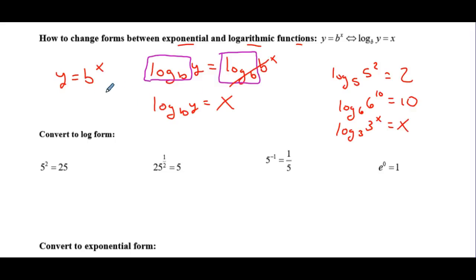Now these are not inverses of each other. It's just rewriting into log form. These two things are actually equal to each other. This expression here is the same as this expression, right? They're equal to each other. They're equivalent. They're just written in different forms.